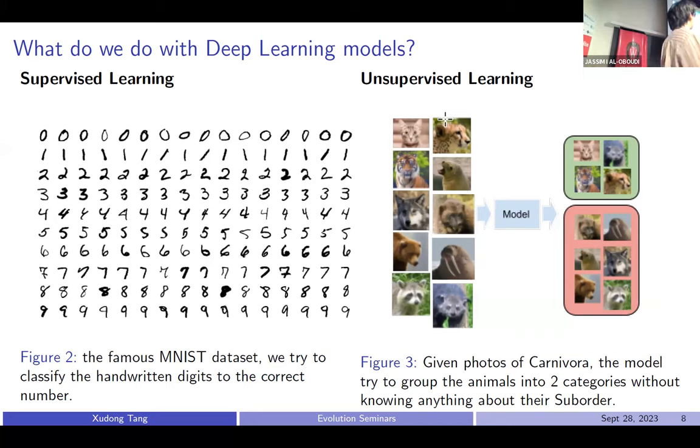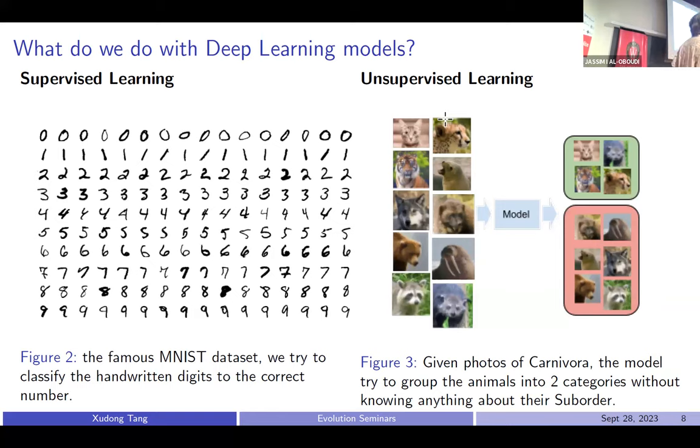So what we want the model to do is group those animals into two parts that share similarity between them. Ideally, the model should group those photos based on the photo itself into cat-like animals and dog-like animals. There's a name for those, I forgot again.